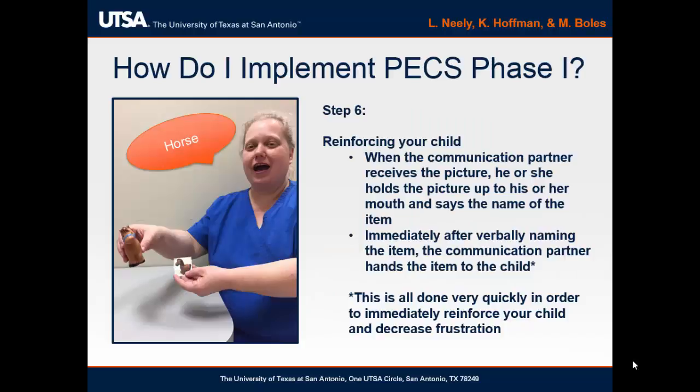Step 6 involves reinforcing your child. When the communication partner receives the picture, he or she holds the picture up to his or her mouth and says the name of the item. Immediately after naming the item, the communication partner hands the item to the child. Please note that this should all be done very quickly in order to immediately reinforce your child and decrease frustration.